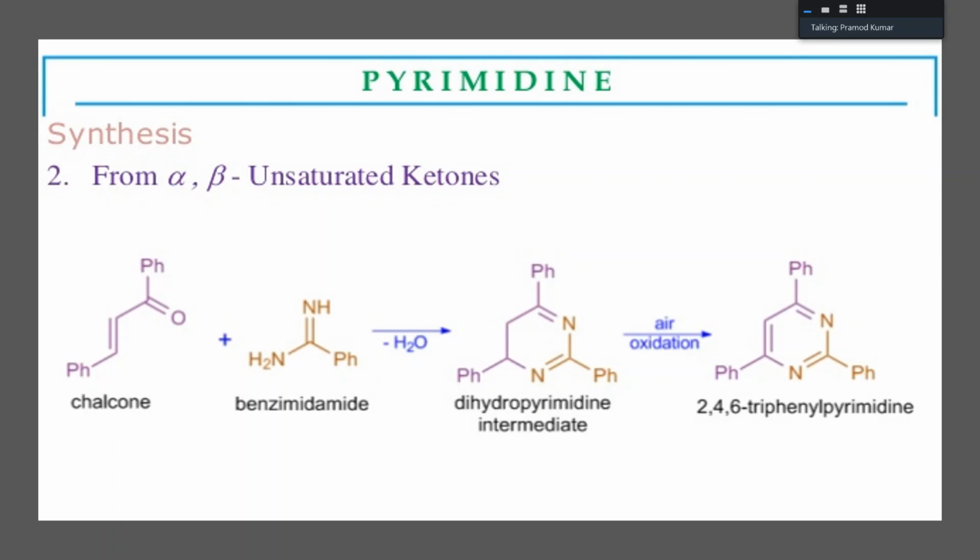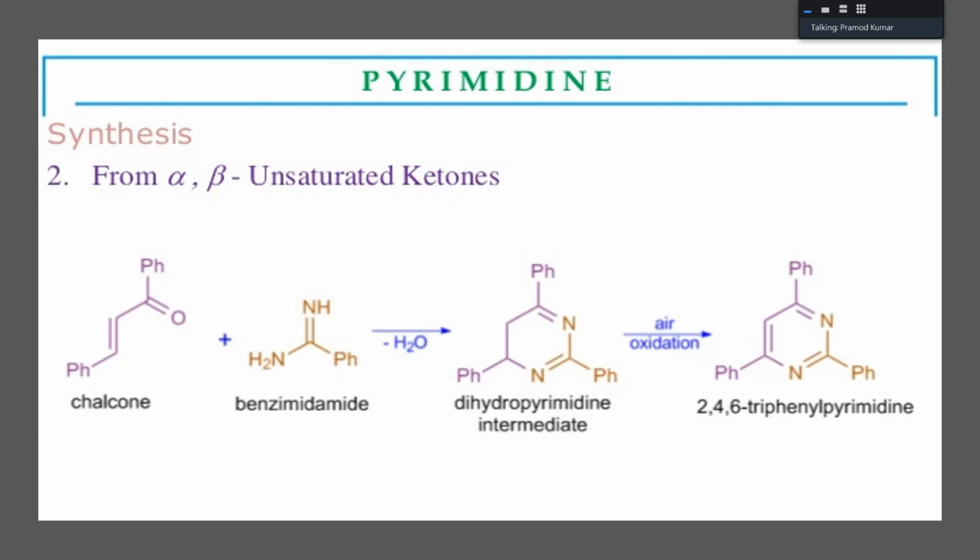You can use an amidine over here, or a substituted benzene amidine. So when it fuses, it undergoes condensation to give a dihydropyrimidine intermediate. This on oxidation with air, okay, when it undergoes oxidation, it will form your corresponding 2,4,6 triphenyl pyrimidine. It will give 2,4,6.